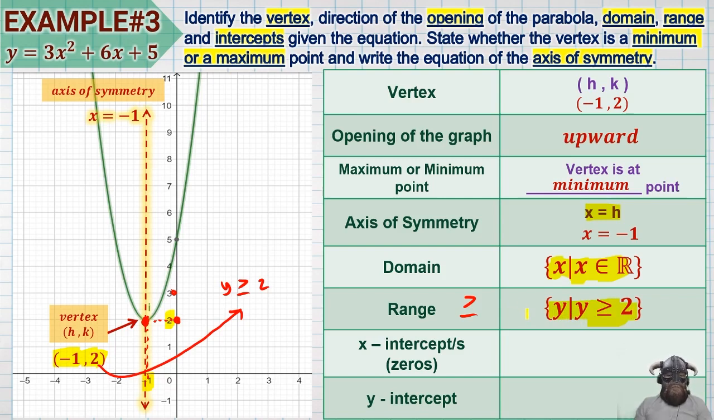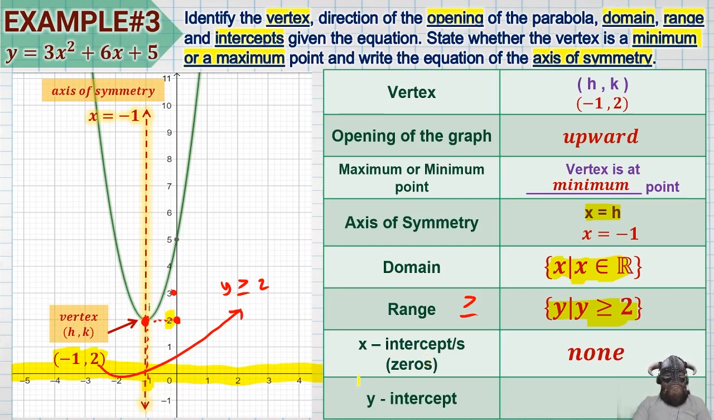Gets po? Now, if you take a look at the given graph, may nakita ba kayo na tumama yung ating parabola dito sa x-axis? Wala, di ba? So, ito yung example natin na magkakaroon tayo ng not real solution or will not be having an x-intercept. So, none yung sagot natin sa x-intercept.